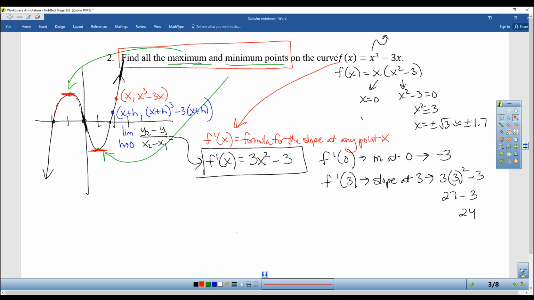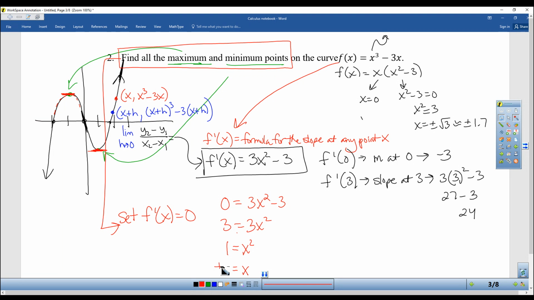If you want to find the maximum and minimum points on a curve, then you set f prime of x equal to 0 every time. 3x squared minus 3 equals 0, so 3 is equal to 3x squared. x squared is equal to 1, so x is plus or minus 1. So there are two answers, which makes sense. There are 2 times when the slope is equal to 0.